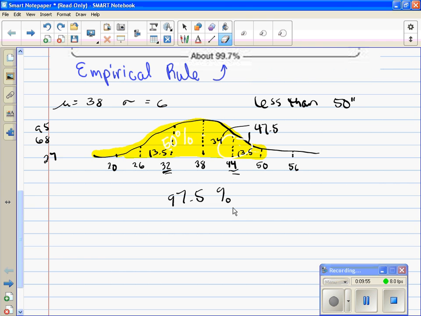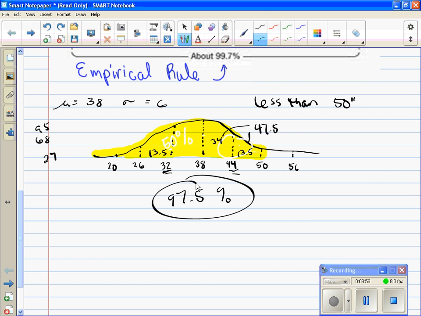Alright? So there's the answer to your question. You can expect 97.5% of the students at Tucker School to be less than 50 inches tall. Qué fácil, ¿no? Check it out. Once you figure out how to read this graph, these problems become so easy.